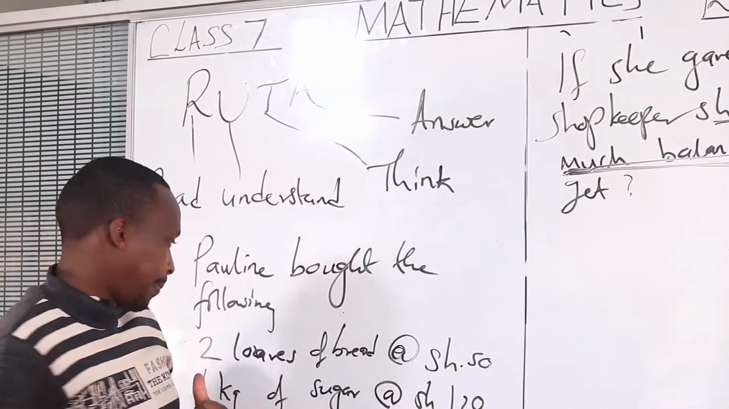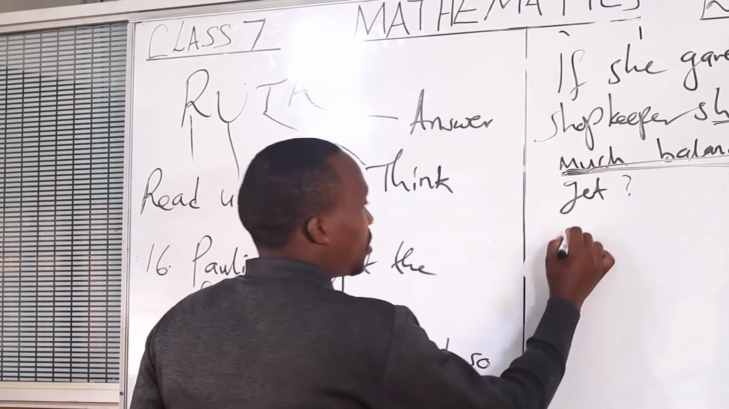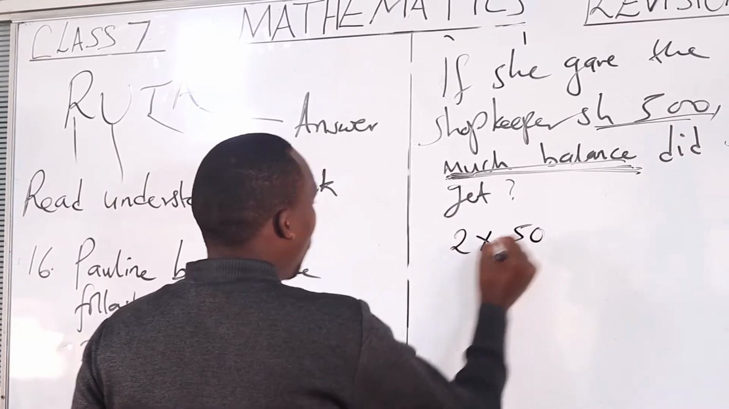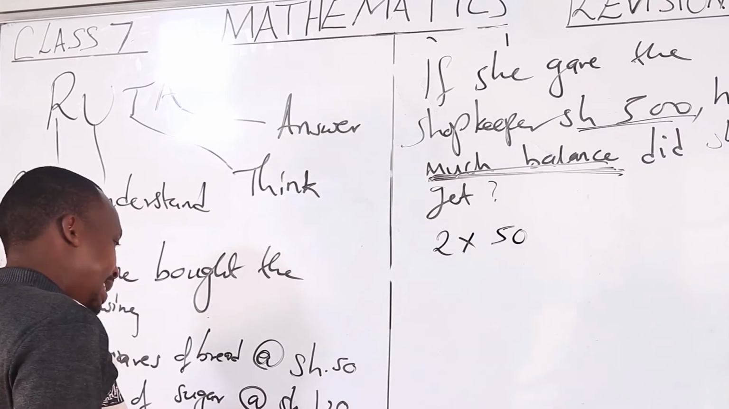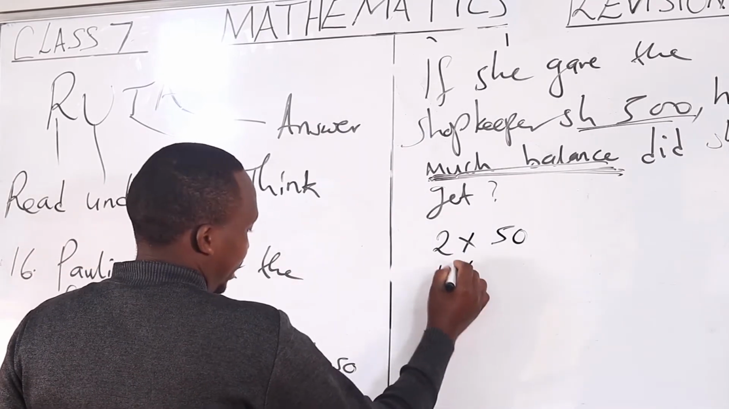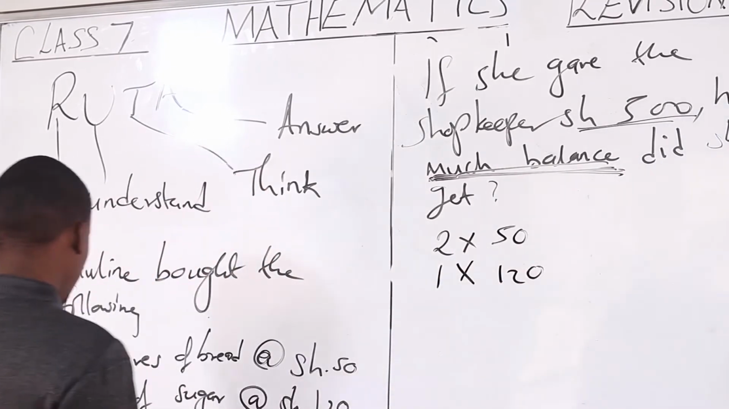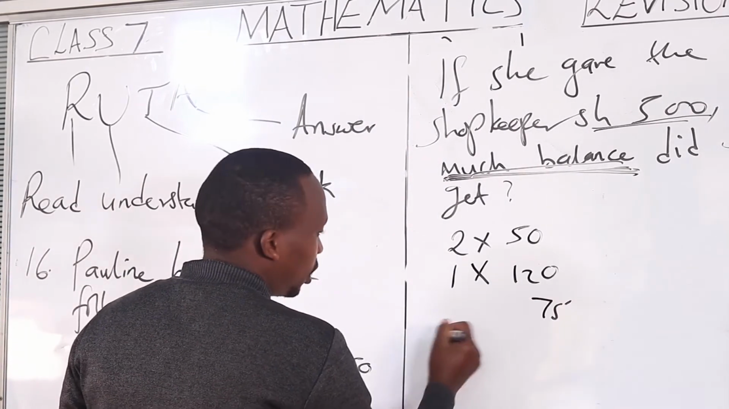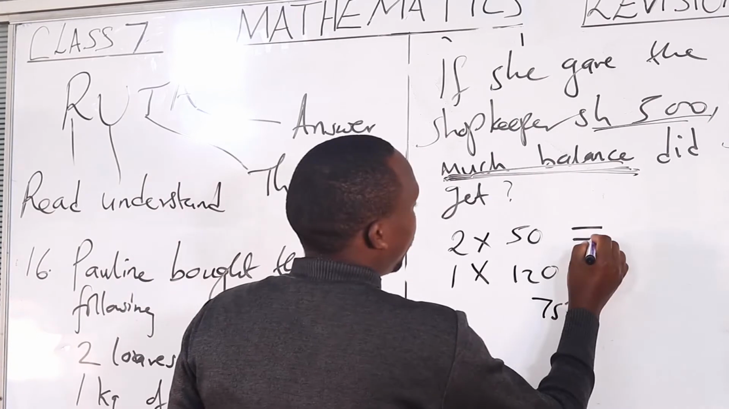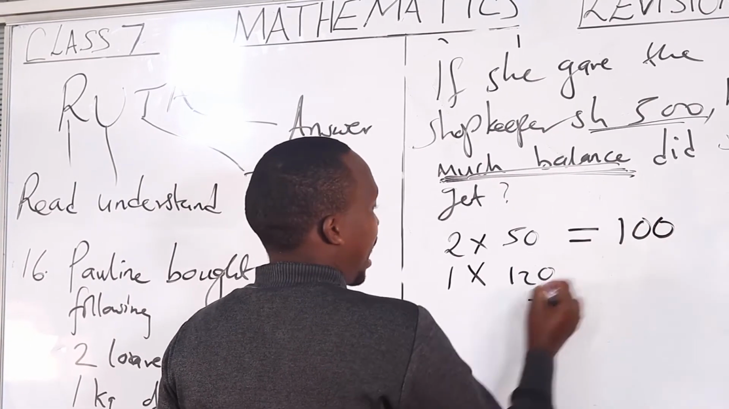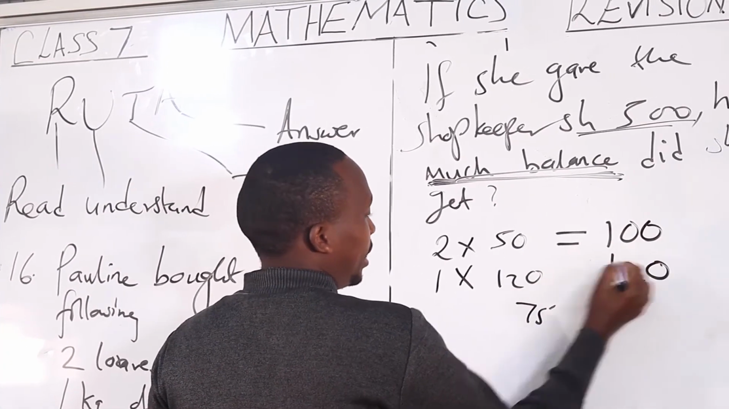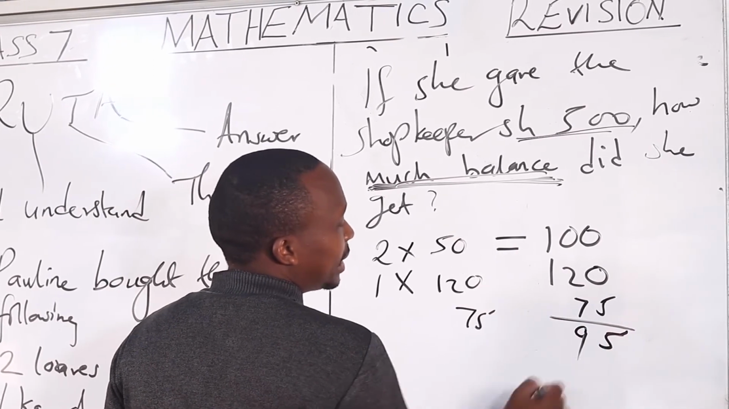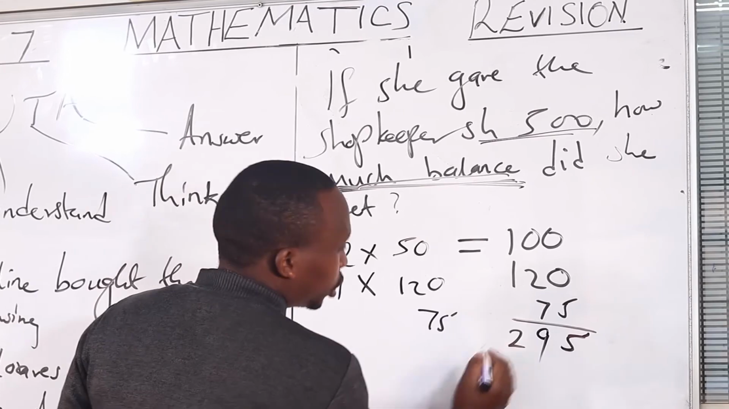Now, 2 loaves of bread at shillings, I'll say at you multiply. 1 kg at shillings, 1 times 120. 500, 4 shillings 75, you don't multiply. Now, 50 times 2, that is 100. 120, 75. You add 5, 9, 2.